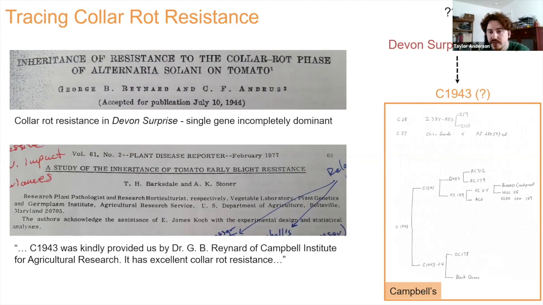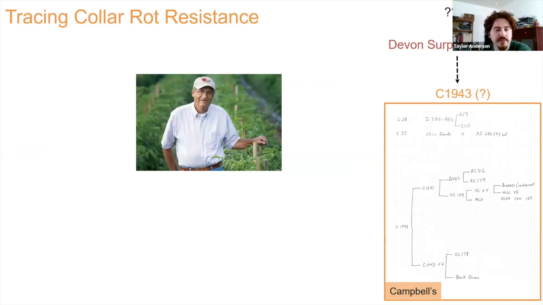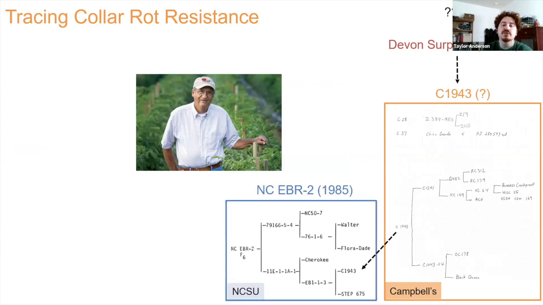Renard, having previously discovered the early blight resistance in Devon Surprise, then used this tomato to create Campbell's 1943. And from this point forward, recreating the pedigree is much easier because Dr. Randy Gardner, now emeritus professor at North Carolina State University, picked up Campbell's 1943 and used this as a source of resistance for his 1980s release of NCEBR2, which had early blight stem lesion resistance.